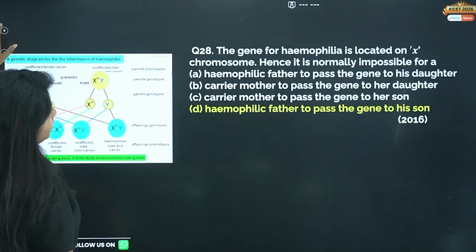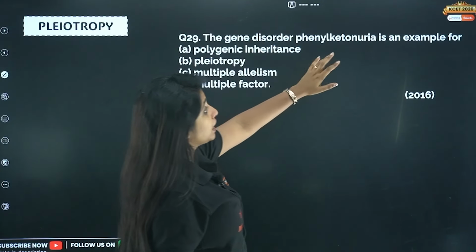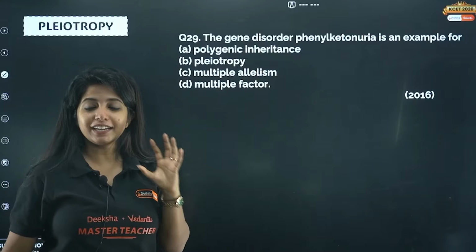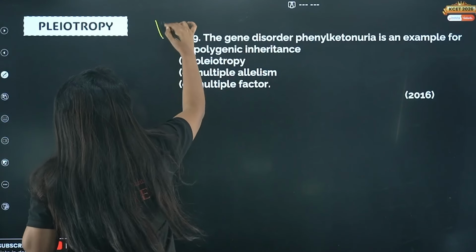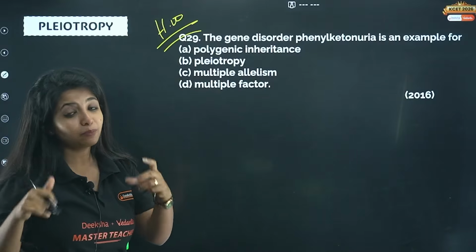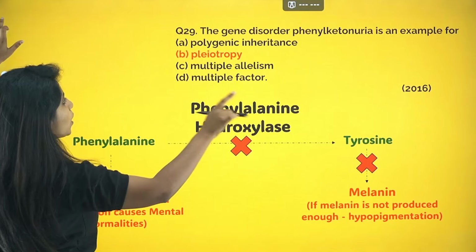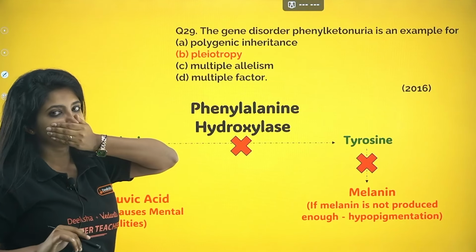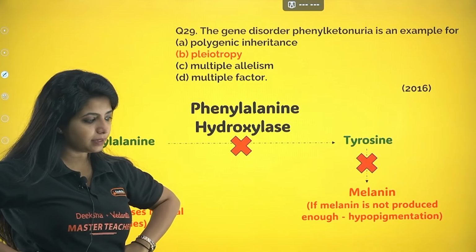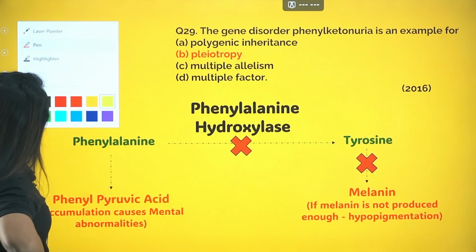Now, 29th question. The gene disorder phenylketonuria is an example for, and this is your homework question. I'll explain what phenylketonuria is, I'll tell about everything, but you have to tell me the answer for this question. 29th homework, put it down in the comment section. But here I showed you the answer. Then how can it be a homework question? So my plan is a flop, but anyway, listen to me.